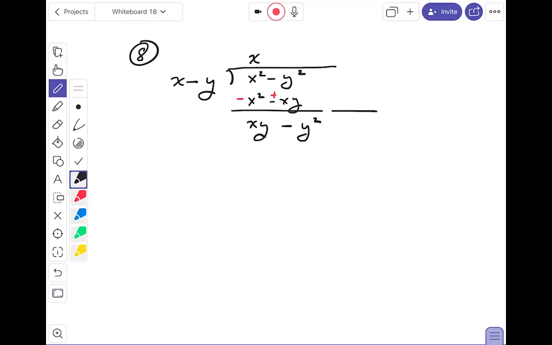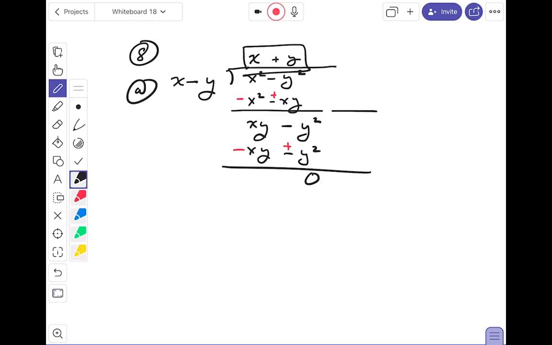And I'll talk about what I need to do over here. What times x would match xy identically? Well, I'm going to say y. And what do you get? xy minus y squared. Now what do we do? Change the signs and combine, and what do you get? 0. So my first answer, pretty simple, x plus y. This is A. Let's go to B.